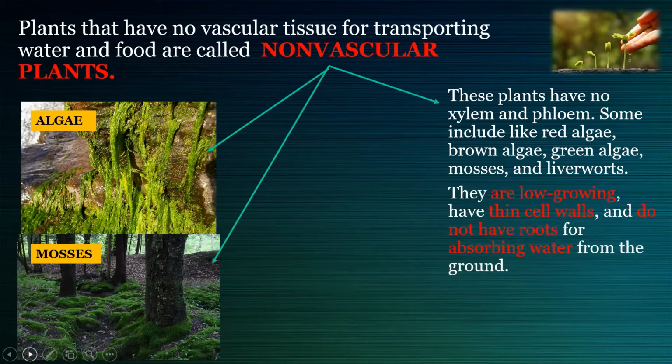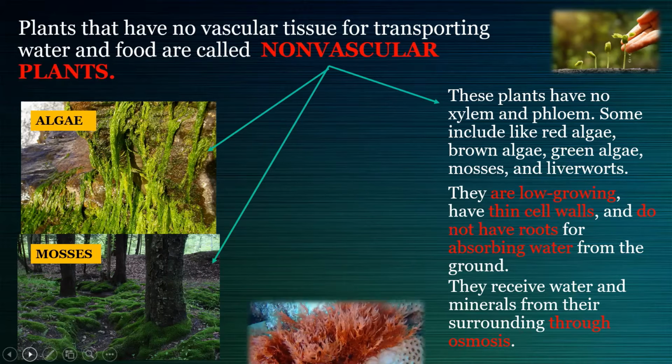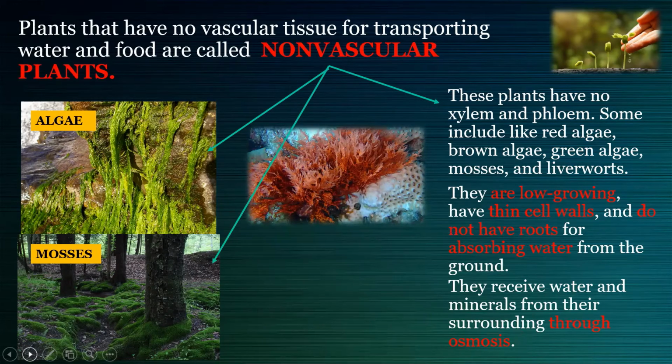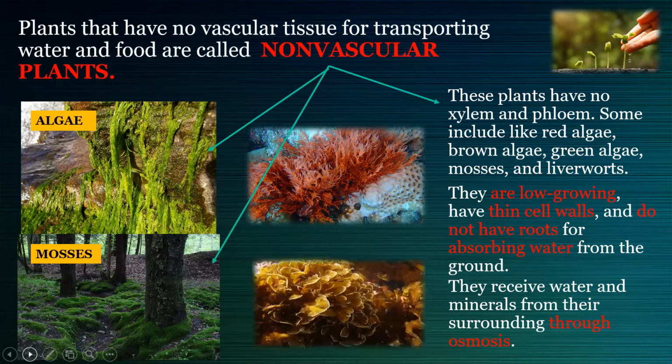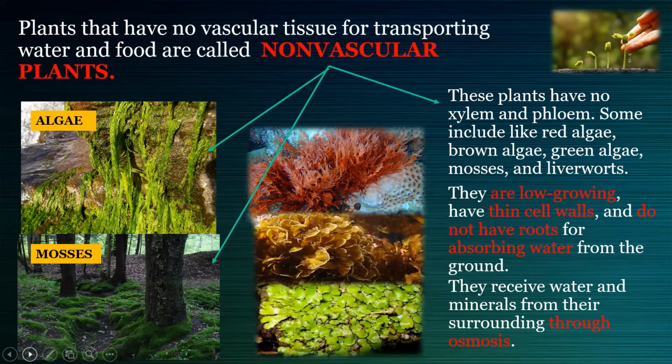They are low-growing. They have thin cell walls, and they do not have roots for absorbing water from the ground. They only receive water and minerals from their surroundings through osmosis. And here are samples of red algae, brown algae, and liverworts.